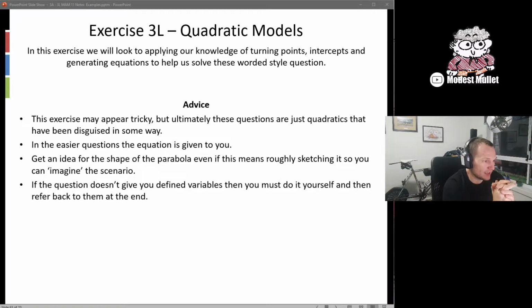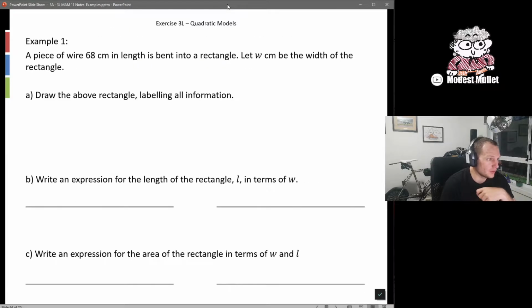And if the question doesn't give you defined variables, then you must define them yourself. You must tell the examiner what the variables that you're using mean. While it's generally safe to assume what x and y are, you need to define how they relate to the real world situation. Okay, so let's get going and have a go.